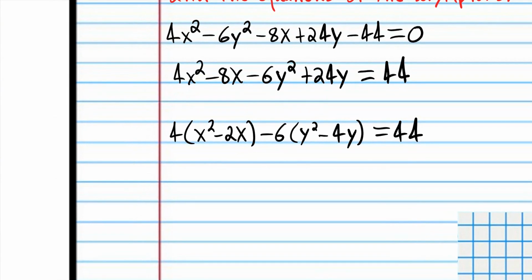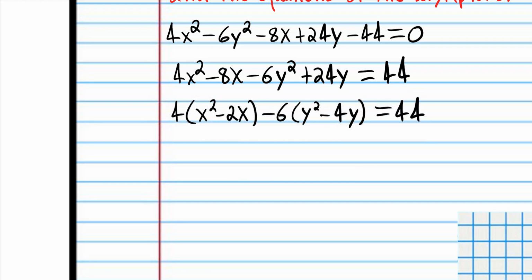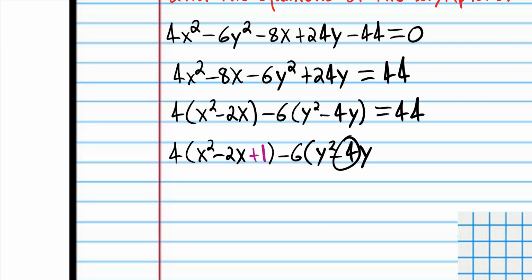Okay, so now we need to complete the square in order to put this in the proper form. So I'm going to add 1 here. So I took this number, divided by 2, and squared it, and then I added it. I'm then going to take this number and divide by 2 and square it and add that number.